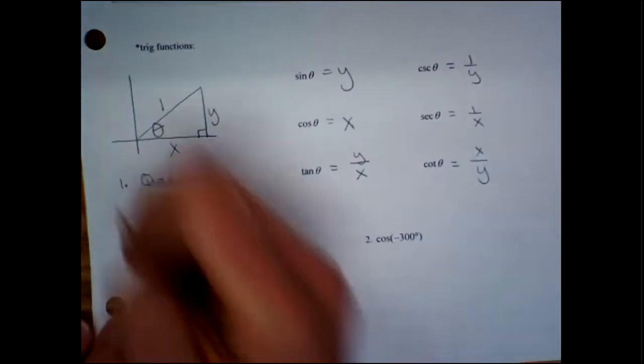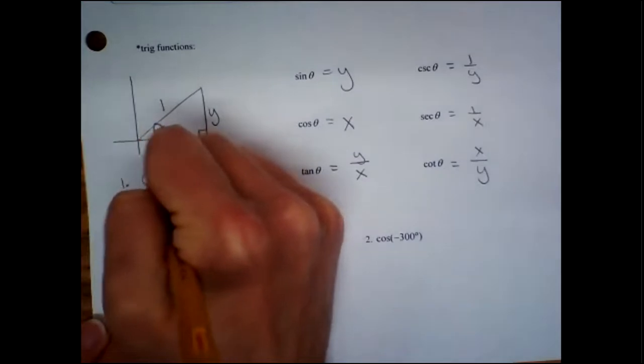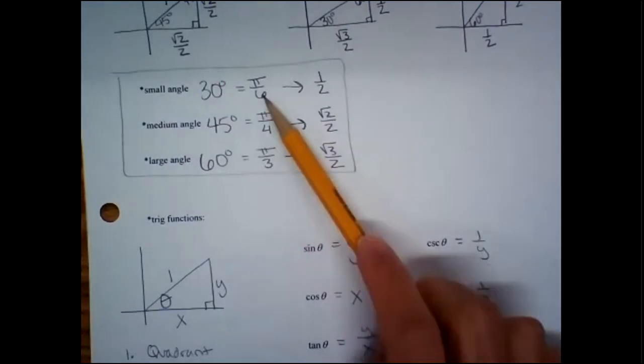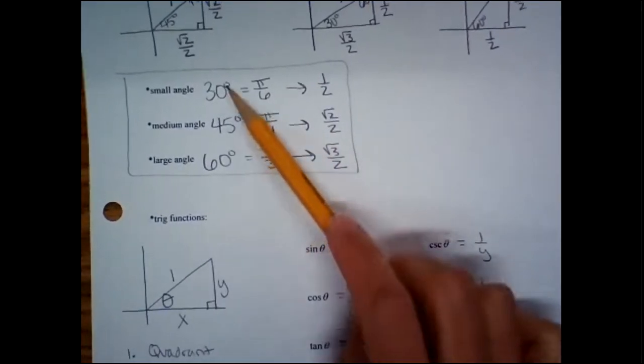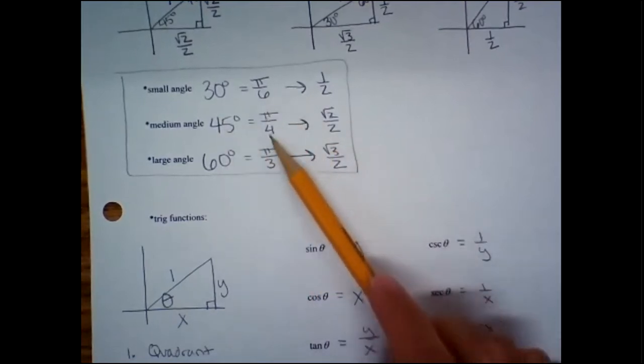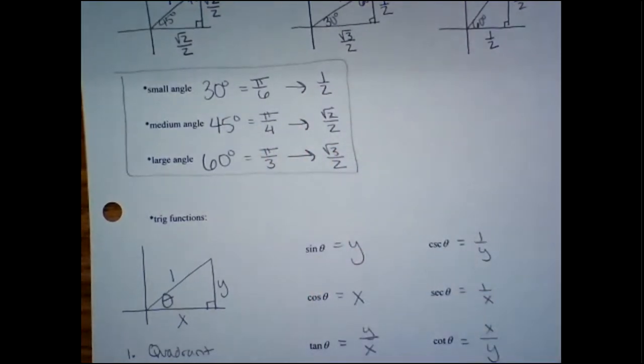Okay. Quadrant. Then figure out the angle. Your choices are these 3. That's it. If you lose your mind, it's one of these. These are the degrees, these are the radians. Pi over 6, pi over 4, pi over 3. Those are the choices. You only have 3 options.